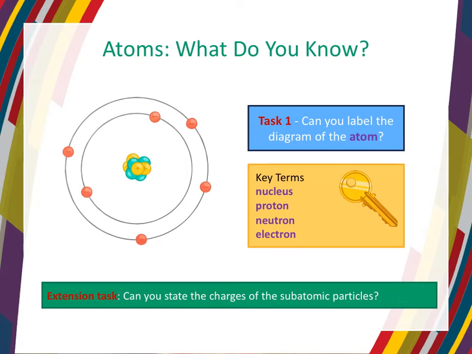So what do we know? Here's task number 1. Can you label a diagram of the atom? The key terms are there for you: nucleus, proton, neutron and electron. They're purple words, so they would need defining as well. And the extension task: can you state the charges of the subatomic particles? So off you go. Give yourself a minute or two, see if you can draw that. If you need to pause the video now, this would be a good time to do it.